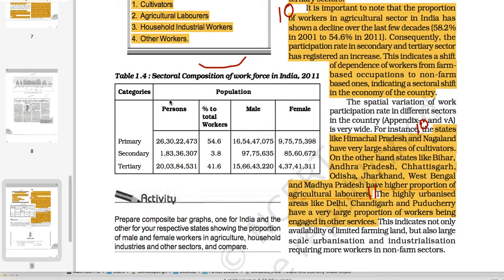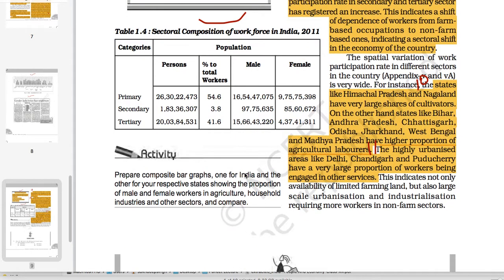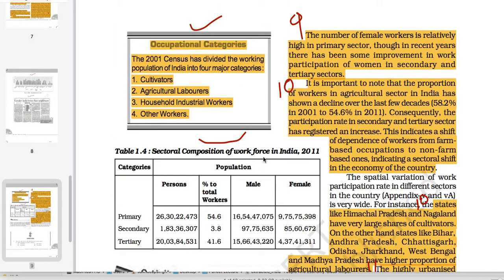Next table is of sectoral composition of workforce in India according to the data of 2011. Primary workers, their percentage is more, but in this the male percentage is more as compared to the female. In secondary, again it is too less than the tertiary. So go through this also carefully.